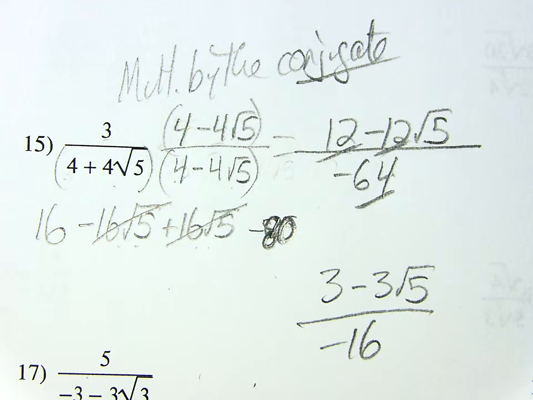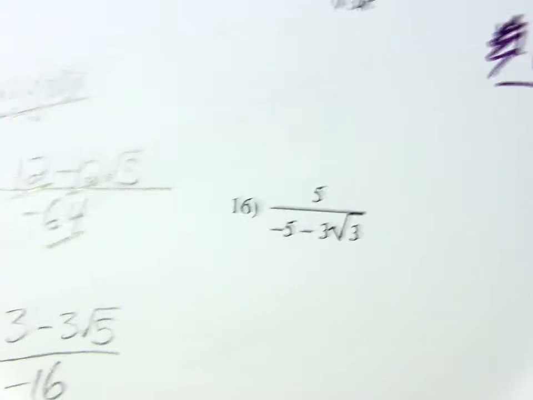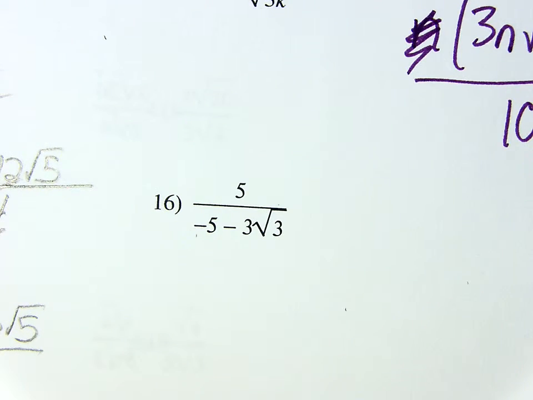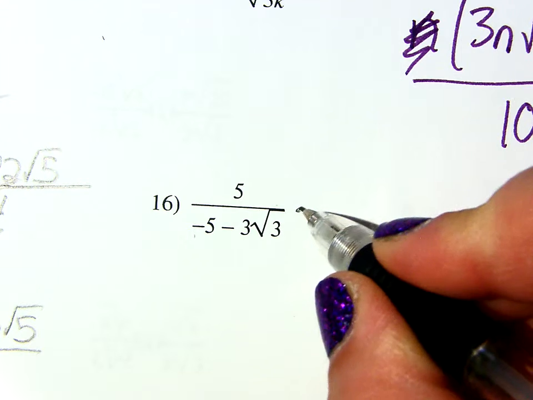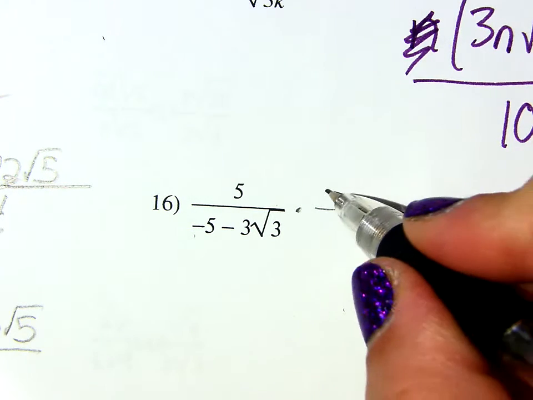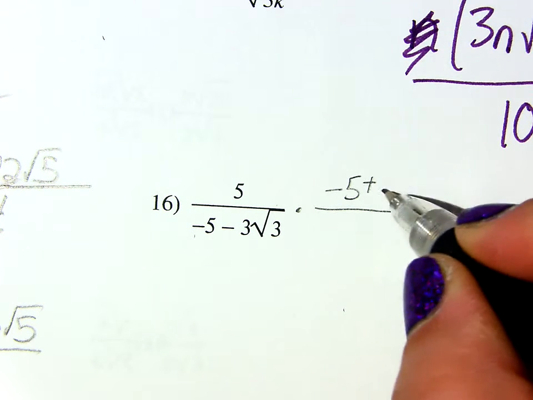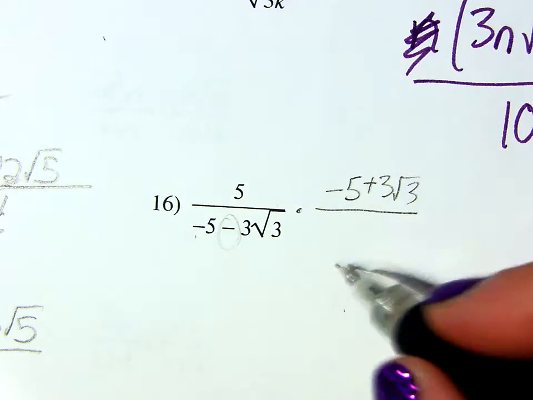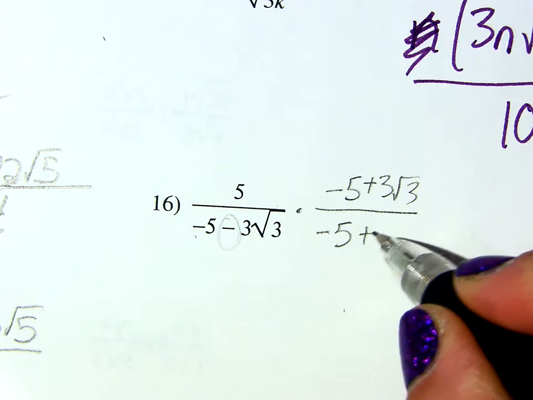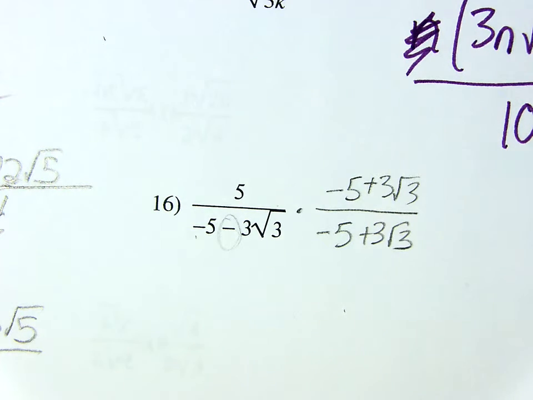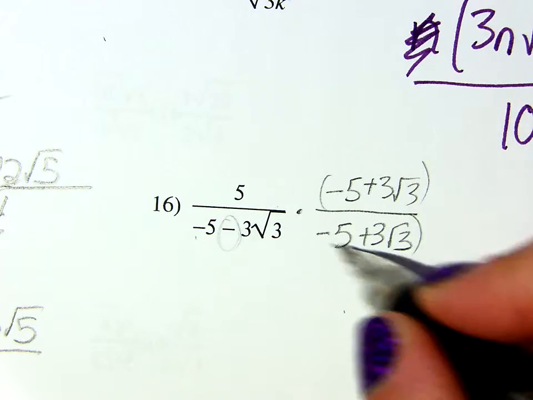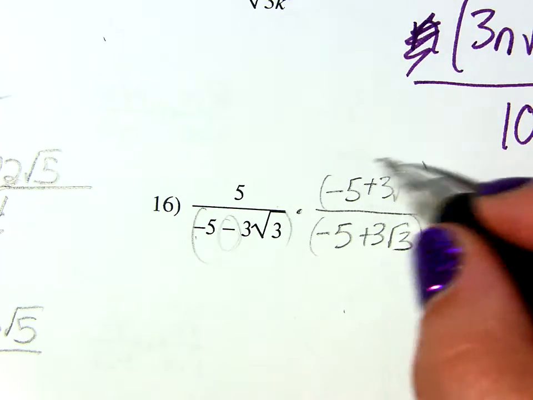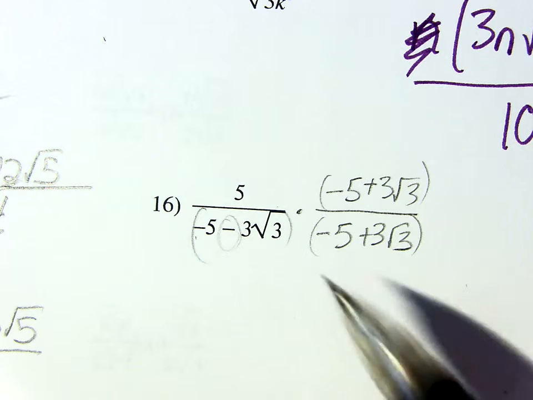Now, it's only the sign in the middle that changes. So when you look at 16, you are going to multiply by -5 plus 3 root 3. Only the sign in the middle changes, not that one. That one stays. -5 plus 3 root 3. Remember that these are binomials, so on the top you're going to have to distribute, and on the bottom you're going to have to FOIL.